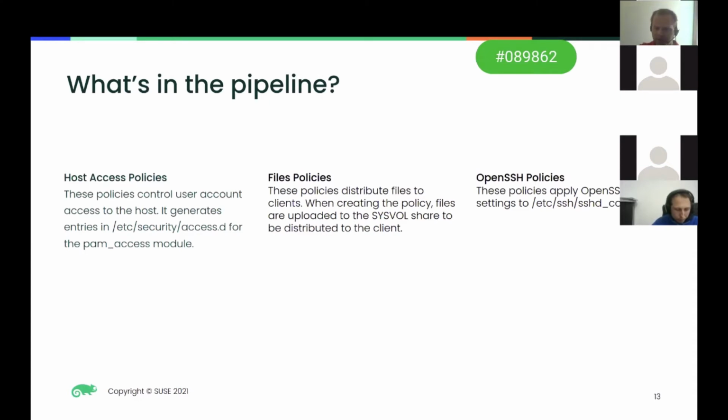So what's in the pipeline? In 4.15, we have host access policies, which control user account access to the host. It generates entries in /etc/security/access.d for the PAM access module. Then we have files policies to distribute files to clients. When creating the policies, files are uploaded to the sysvol share to be distributed to the client. OpenSSH policies apply OpenSSH settings to /etc/ssh/sshd_config.d, so into that subdirectory.